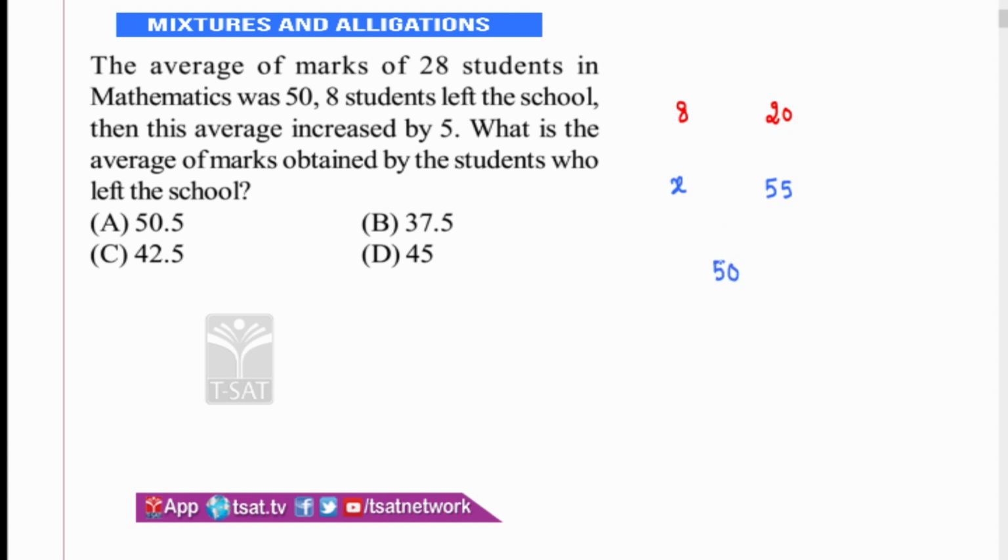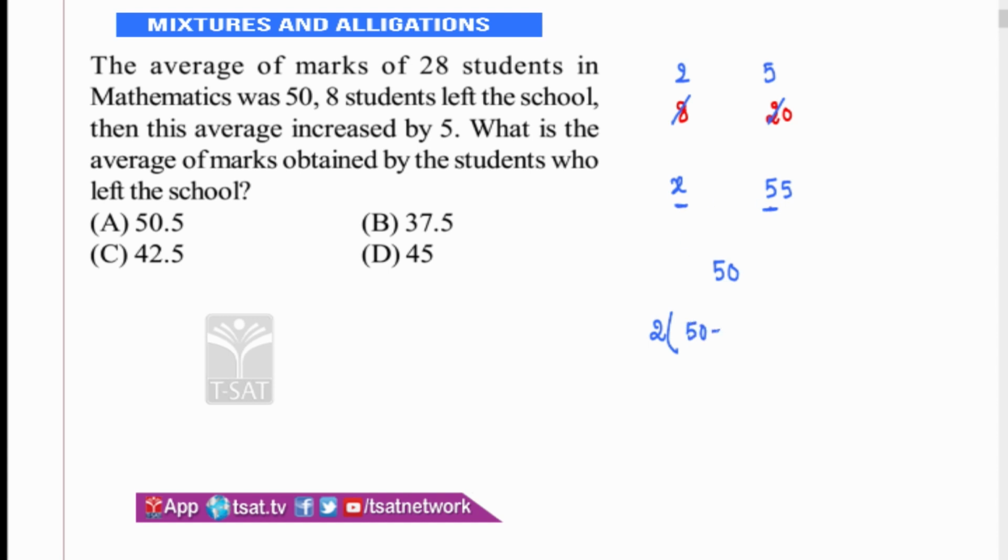Writing these values is a very crucial thing in alligations and mixtures. You should know where you have to put what. Here 28 you are separating by using 8 members left. But see, if 8 members left, again how many members are there? 20 members are there. Therefore if you combine them, it's going to be 28. So 8 and 20, simplify it: 2 and 5. So 2 into 55 is more than 50, therefore 5 must be less than 50.